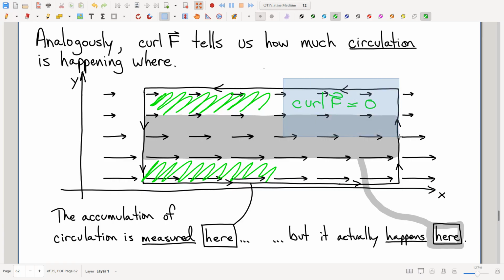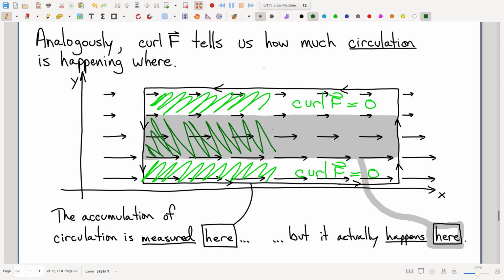And likewise down there. Whereas in this region along in here, if we were to have a formula for this F, and if we were to compute the curl, it would be positive. Keep in mind the convention.